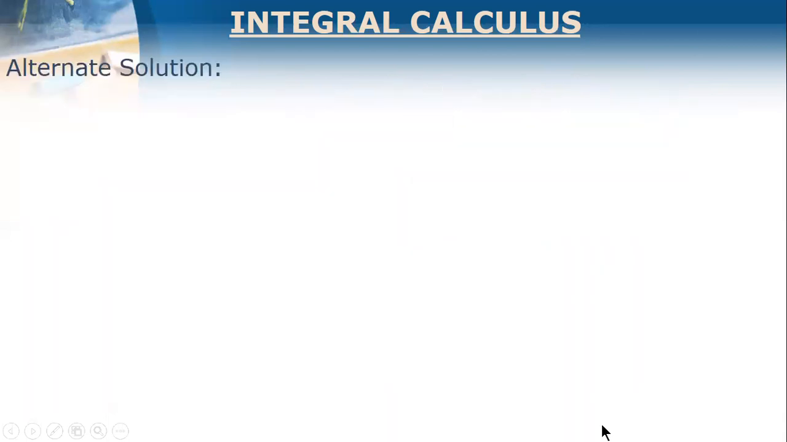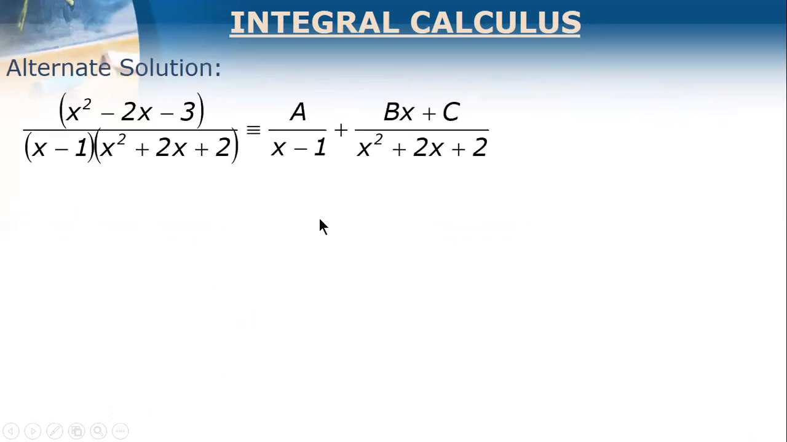Now, for case 3, we also have an alternate solution in solving for the constants. Let's recall, this is the partial fractions. x minus 1 is linear, so on the numerator, we only have a constant A. But for the quadratic factor, we have Bx plus C.